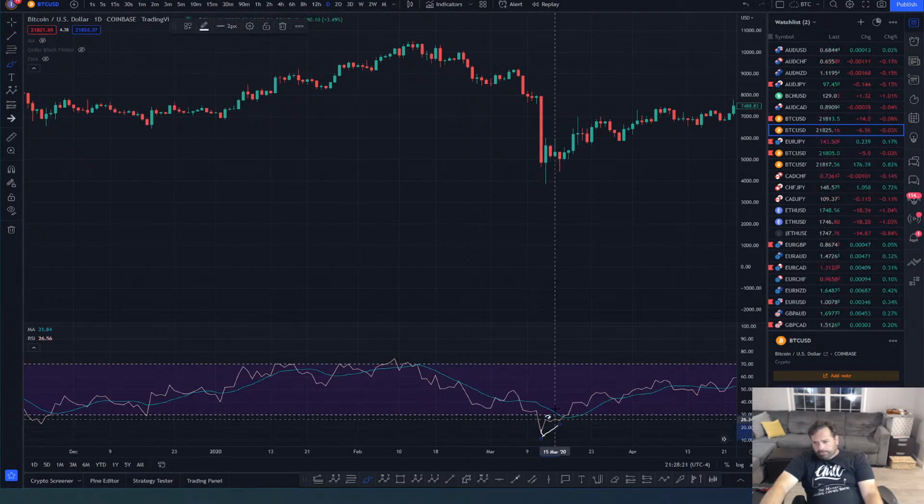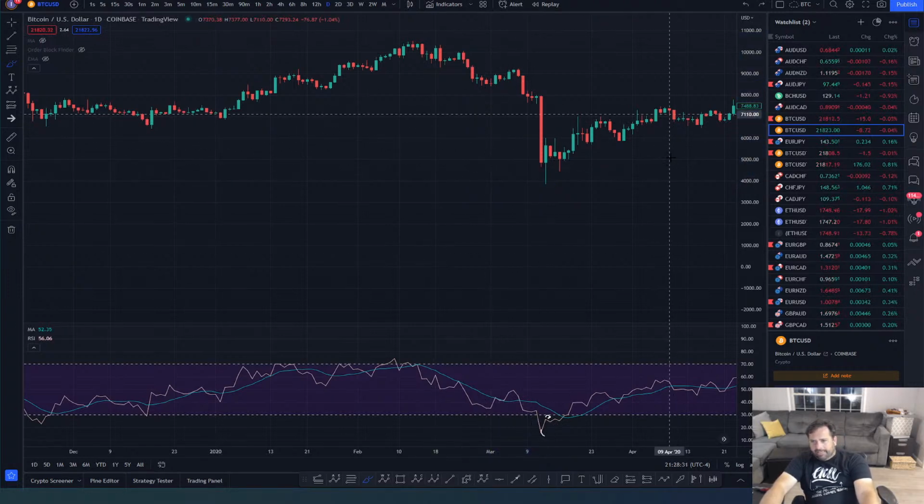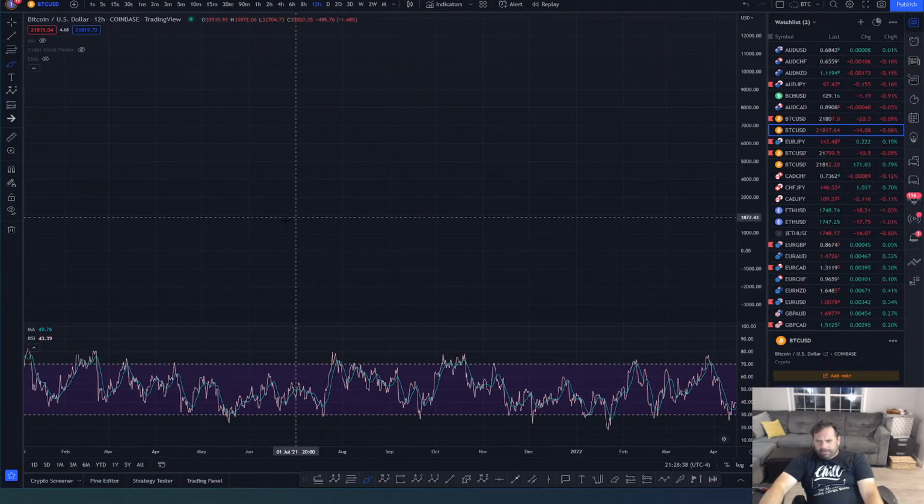So you've got an upward slope there between the bottom there, and you've got a downward slope there. So there's your divergence there at the end of this impulse wave. You can see it on the daily. I imagine if I took you out to the 12-hour, you'd see it even better than that. Let's find it here on the 12-hour.